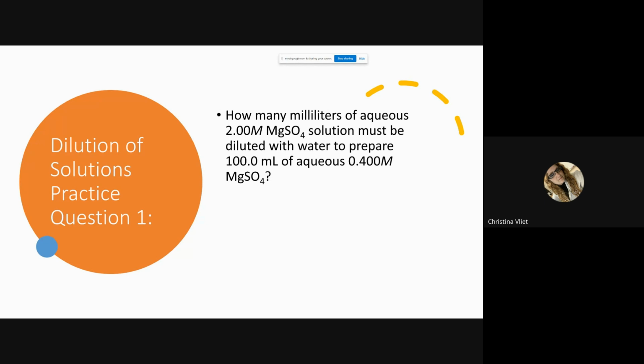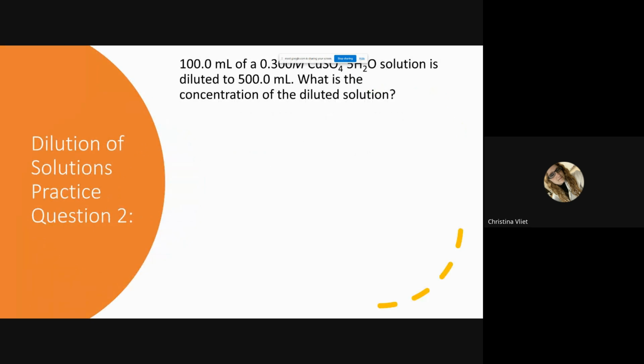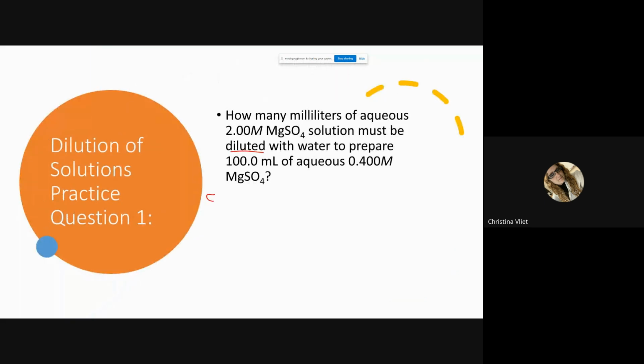So first question, practice one. How many milliliters of aqueous 2 molarity MgSO4 solution must be diluted with water to prepare 100 milliliters of aqueous 0.4 molarity MgSO4? So breathe in, breathe out. How do we know this is a dilution formula question and not a molarity formula question? So you've got a keyword to tell you which formula you're using. There's another way you can figure it out if that keyword doesn't show up. So I know that my formula is going to be M1V1 equals M2V2, right? And I know that that's my formula.